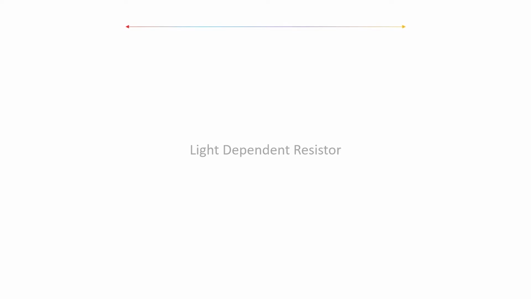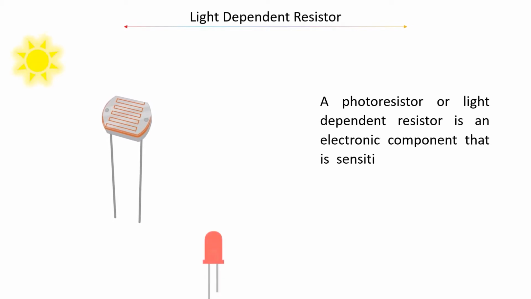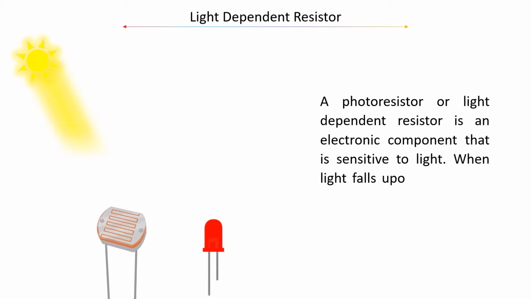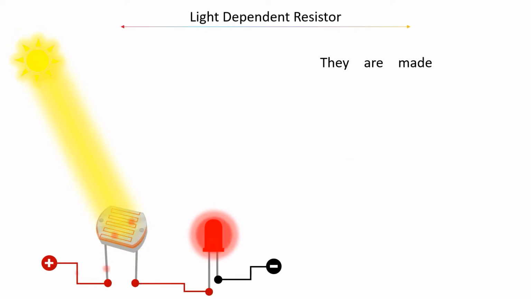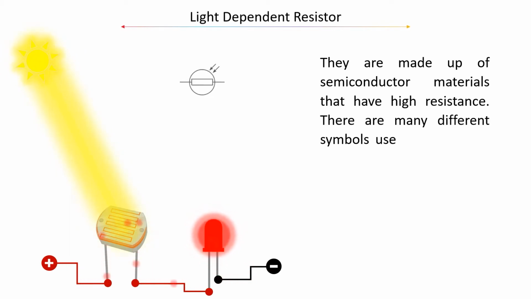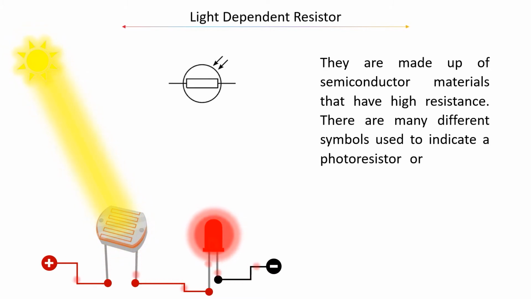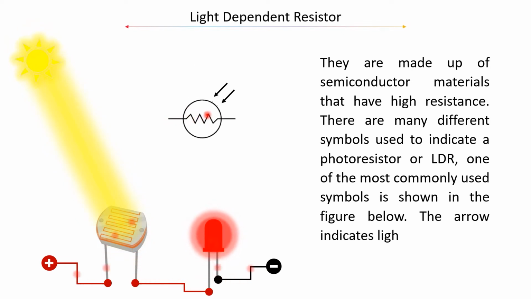Light-dependent resistor. A photoresistor or light-dependent resistor is an electronic component that is sensitive to light. When light falls upon it, the resistance changes. They are made up of semiconductor materials that have high resistance. There are many different symbols used to indicate a photoresistor or LDR. One of the most commonly used symbols is shown in the figure below. The arrow indicates light falling on it.